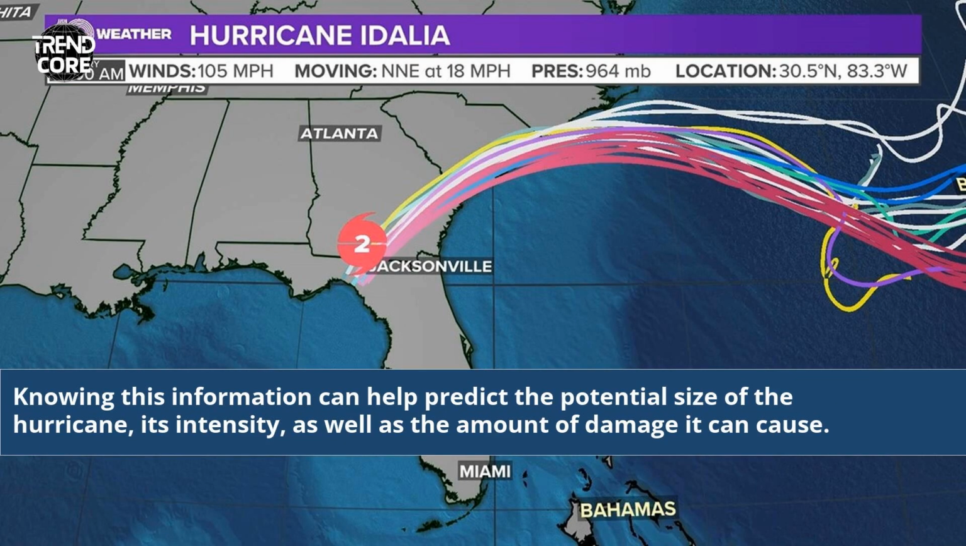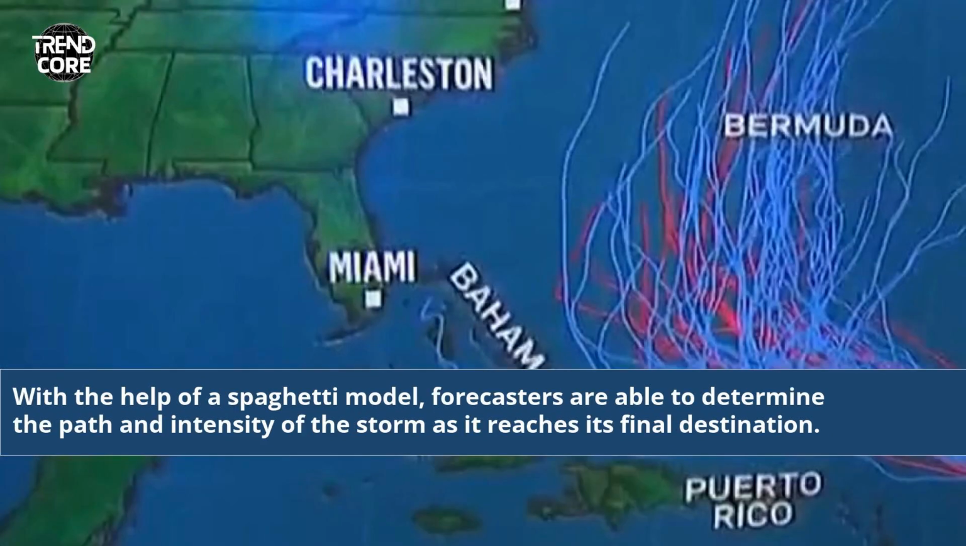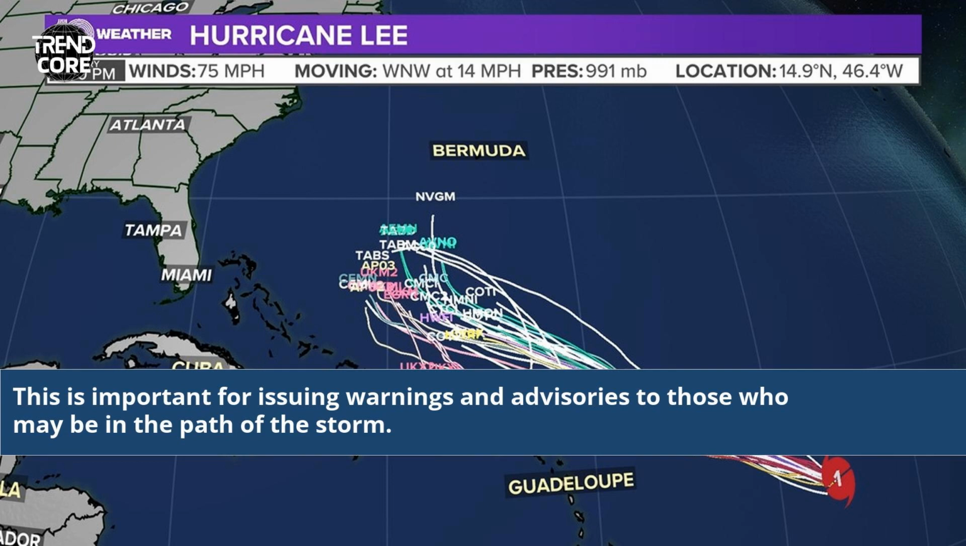Knowing this information can help predict the potential size of the hurricane, its intensity, as well as the amount of damage it can cause. With the help of a spaghetti model, forecasters are able to determine the path and intensity of the storm as it reaches its final destination. This is important for issuing warnings and advisories to those who may be in the path of the storm.